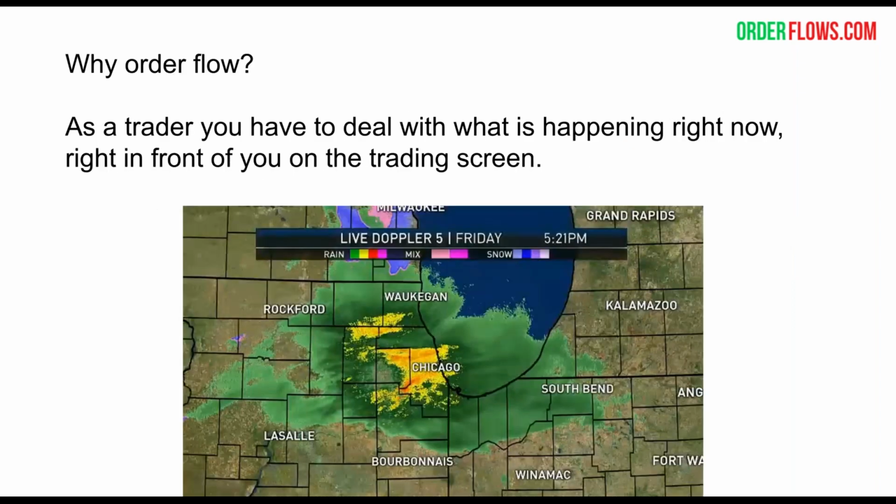So why order flow, right? As a trader, you have to deal with what's happening right now, right in front of you on the trading screen. And the best way to describe it is like looking at the Doppler radar, right? I live in Chicago, and I could look at the weather on a weather map, but I'm really concerned with what's happening right now. Is the storm right above me?